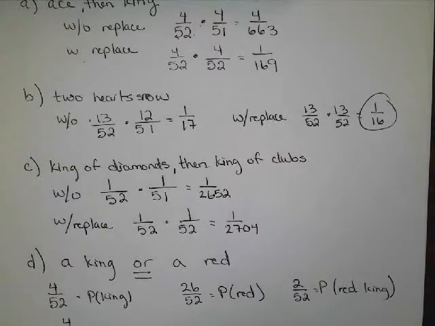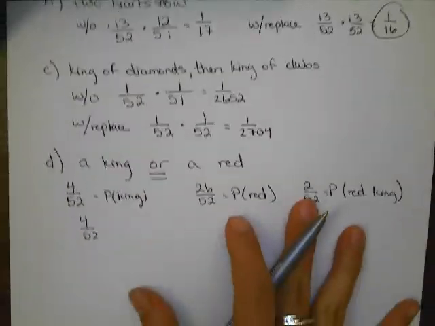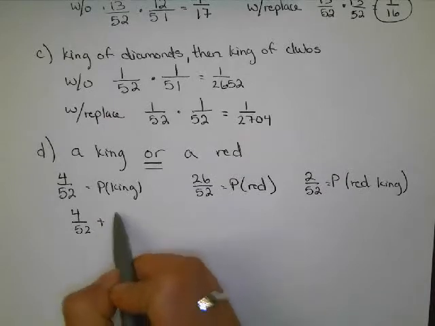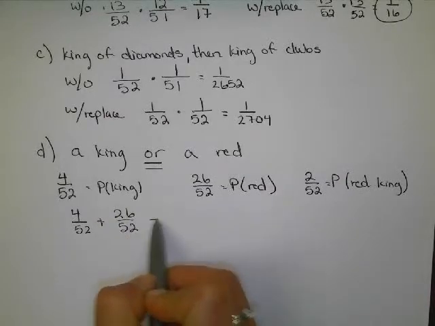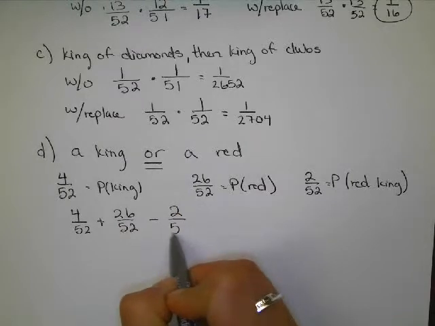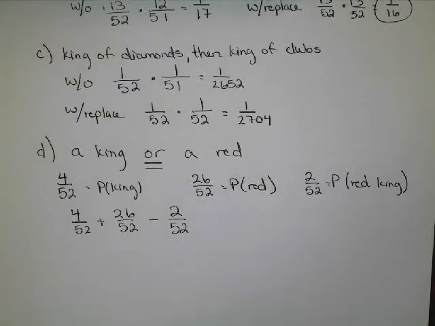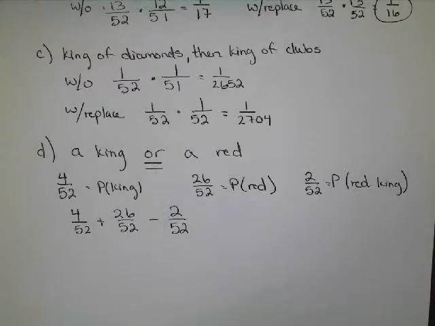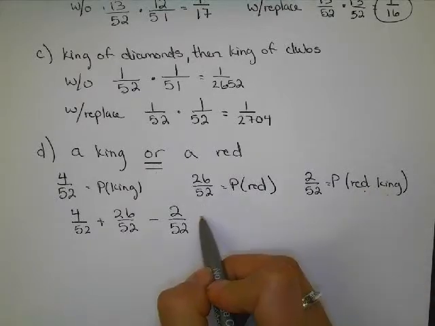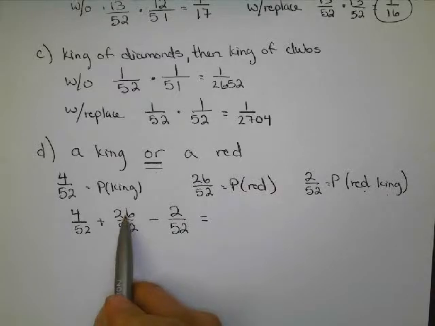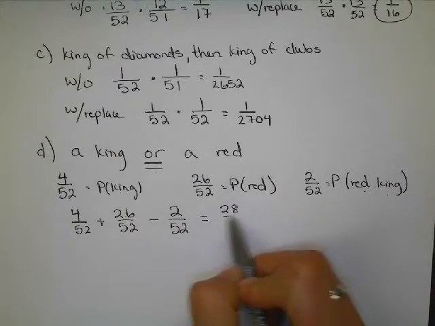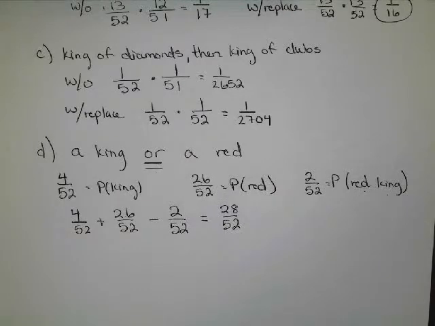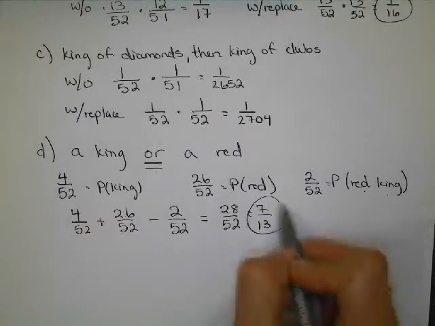So I'm going to add this 4 out of 52 for the probability of drawing a king, plus 26 out of 52, and then subtract the overlap of 2 out of 52. Again, the reason we do this is because this is an OR statement, so it's inclusive or exclusive, but the reason it's inclusive is because you can have a red king. And when I do that, 4 plus 26 is 30, minus 2 is 28 out of 52, and after you reduce that, you get 7 out of 13.